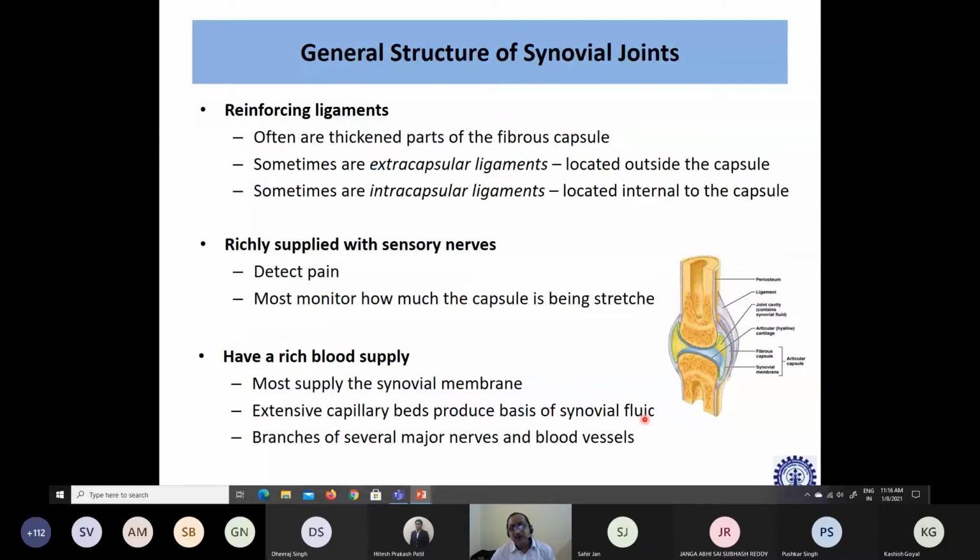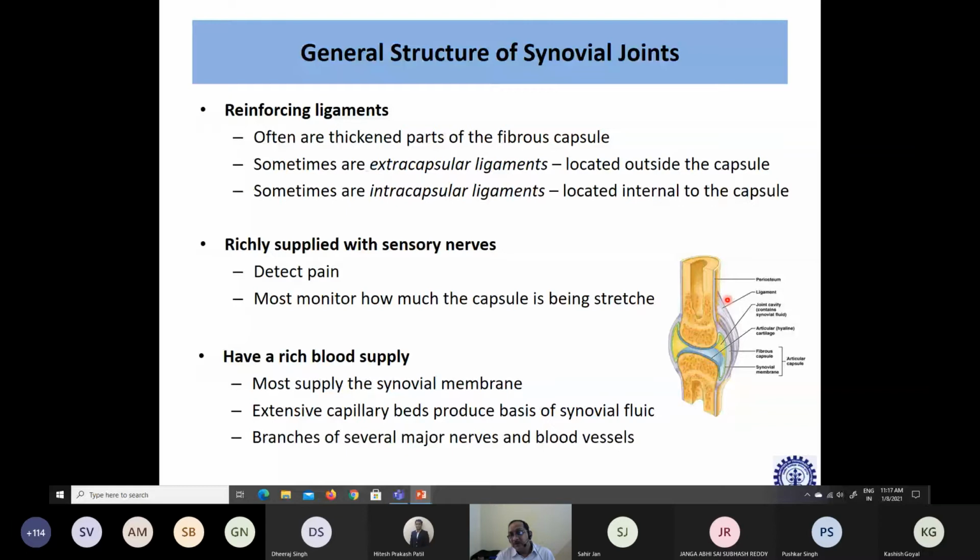Now, the synovial joint has reinforcing ligaments. It has reinforcing ligaments on the two sides, which hold the joint capsule in place. Often these reinforcing ligaments are thickened parts of the fibrous capsule. Sometimes they are extracapsular ligaments located outside the capsule.